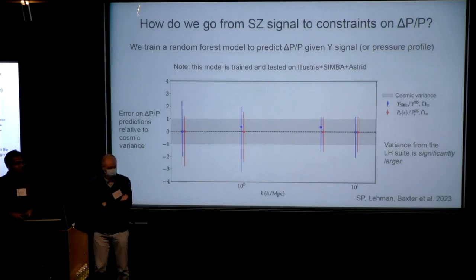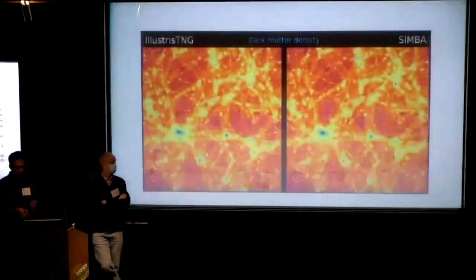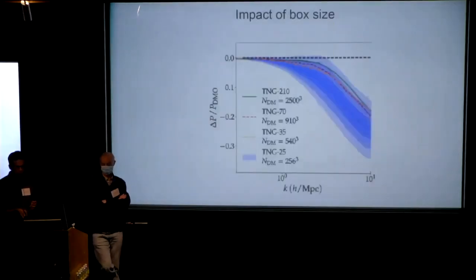I have a question about scales, because the CAMELS boxes are fairly small. So you train your model on relatively small boxes that don't have very massive halos and basically no clusters. And then your final comparison was to bigger simulations. But how do you trust your model in that case?